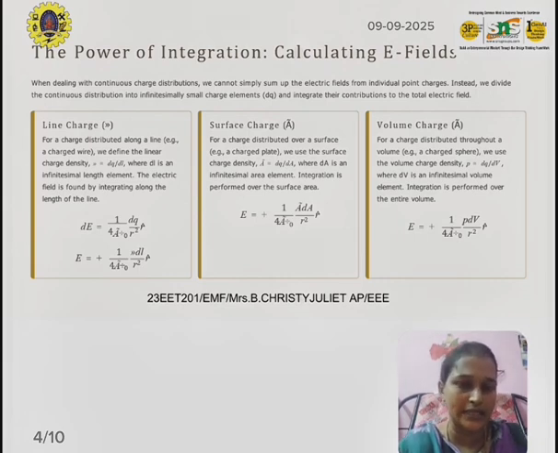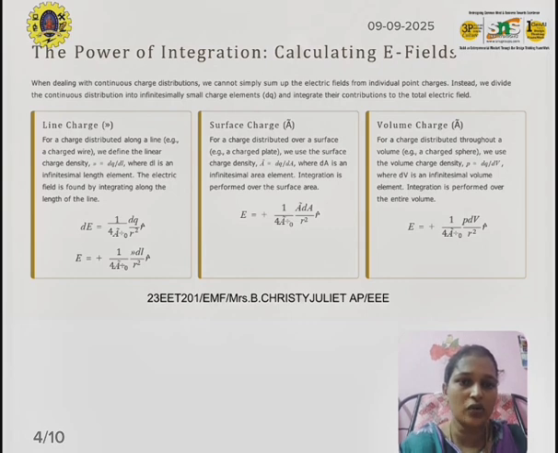So we know that the electric field for a differential length is given by dE, which is equal to 1 by 4 pi epsilon naught dQ by R square. If it is a point charge, it is simply Q by 4 pi epsilon naught R square. If it is a line charge, it can be given by rho L by 4 pi epsilon naught R square, that is being given here. If it is a surface charge, it is rho S by 4 pi epsilon naught R square. Here the rho S can be A vector into dA. For volume charge, it is rho V dV by 4 pi epsilon naught R square.